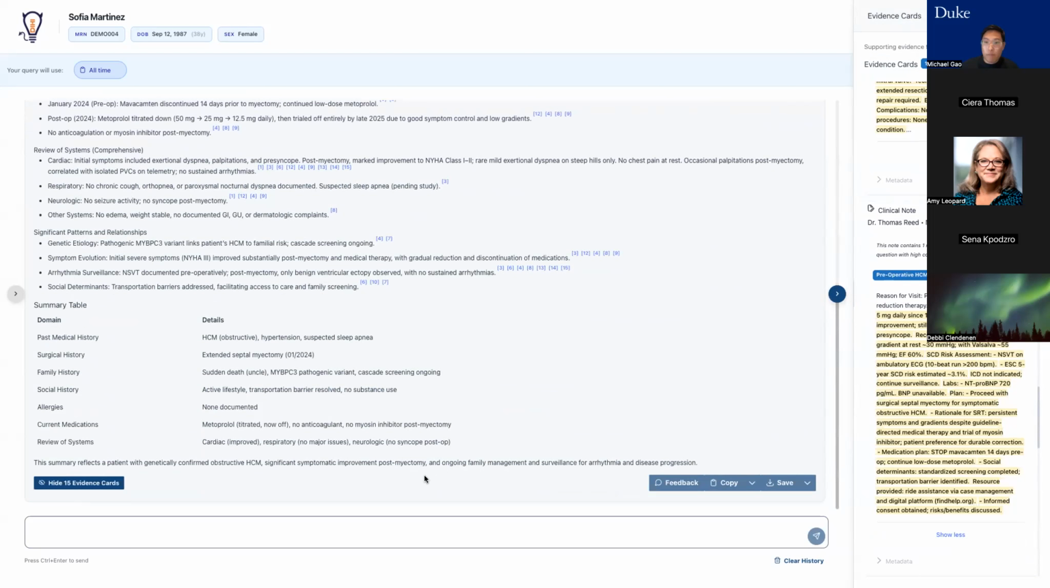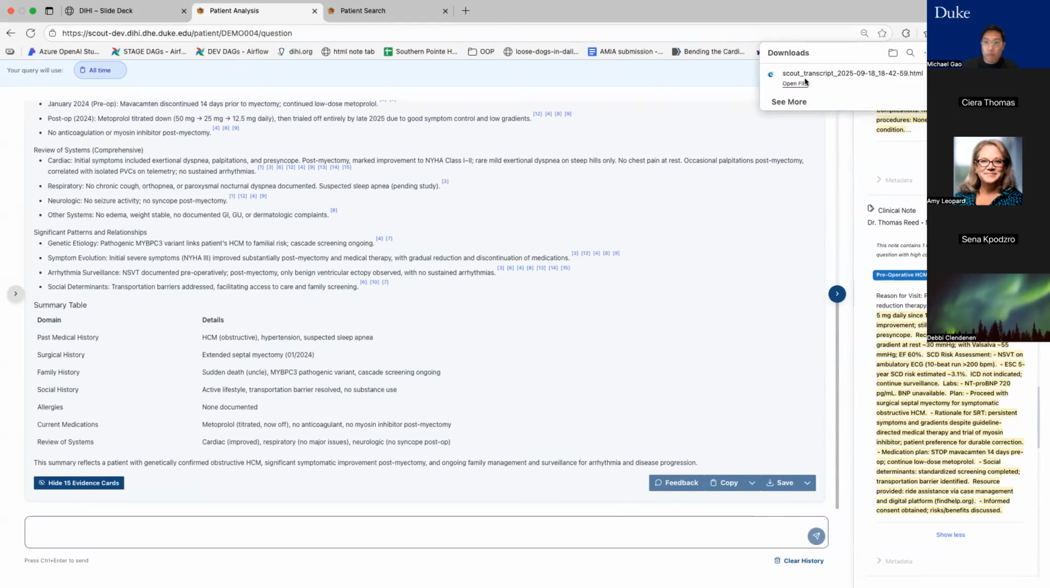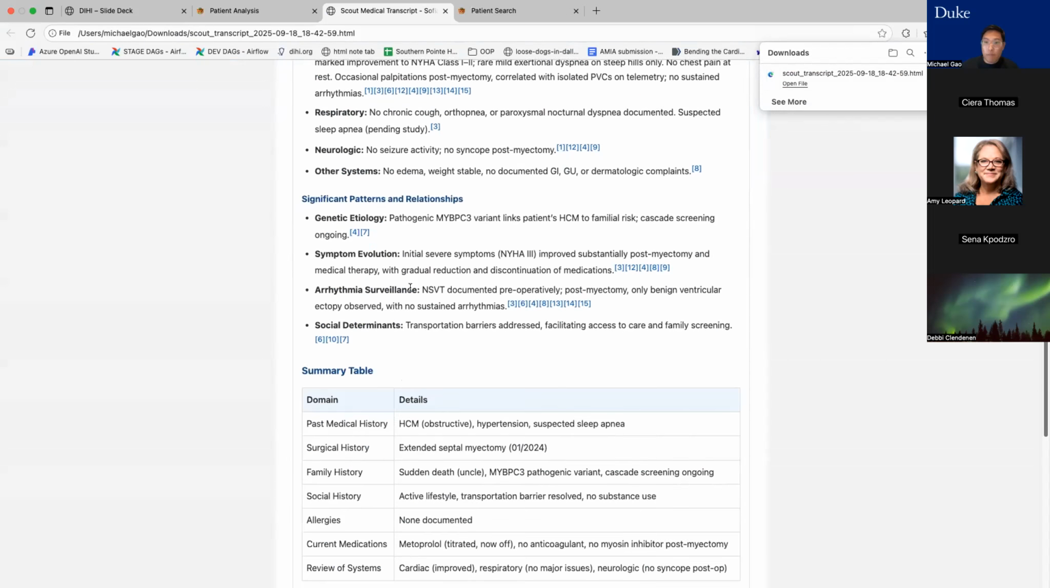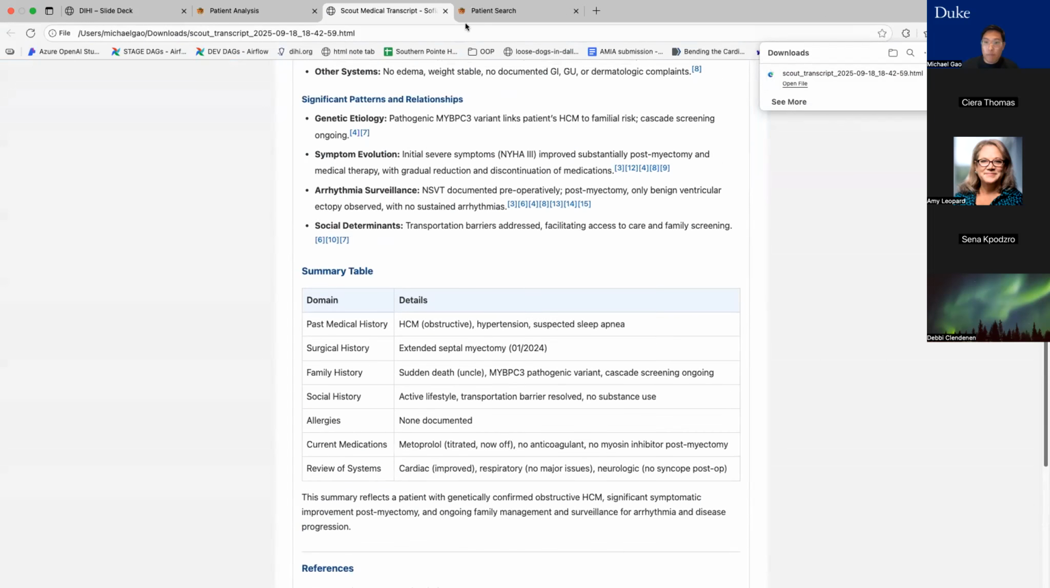And then we have all sorts of different things you can do with this. I'm not going to show all of them, but you can, for example, save this for your records, and so on and so forth with references. And so this is a tool that we've developed internally at Duke.